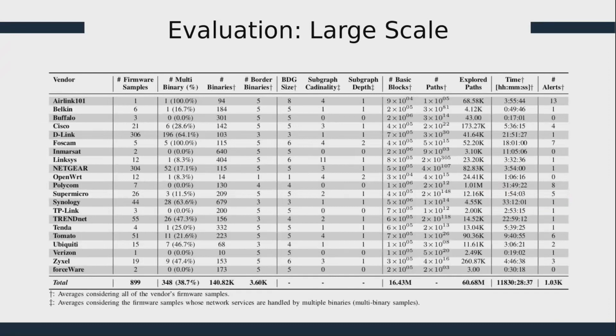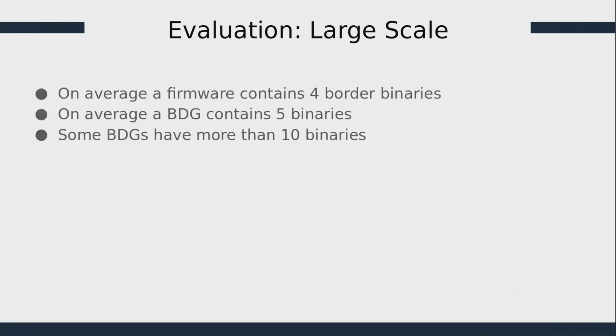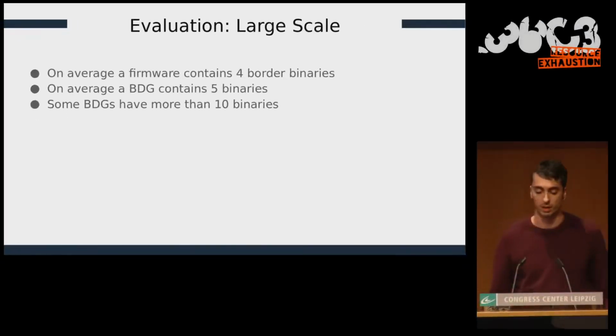We also ran a large-scale analysis on 899 firmware samples, and we found that almost 40% of them were multi-binary, which means that the network functionalities were carried on by more than one binary. And the system generated 1,000 alerts. Now, there is a lot going on in this table, details are in the paper. Here in this presentation, I just go through a summary of it. So we found that on average, a firmware contains 4 border binaries, a BDG contains 5 binaries, and some BDGs have more than 10 binaries.